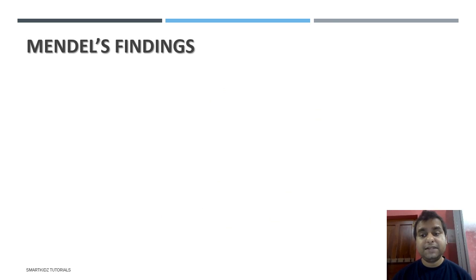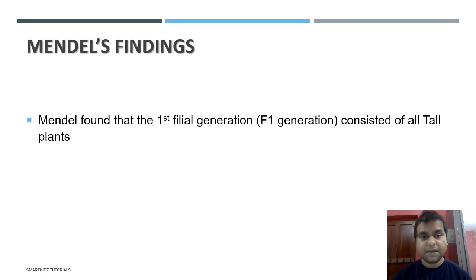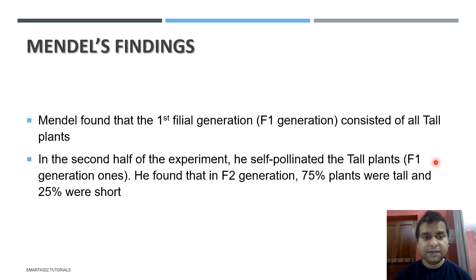So what were Mendel's findings in this? Mendel found that the first generation consisted of all tall plants, which we have seen. In the second half of the experiment, where he self-pollinated the tall plants, that is the F1 generation, he found that in the next generation, after carrying out self-pollination, 75% were tall and 25% were short.